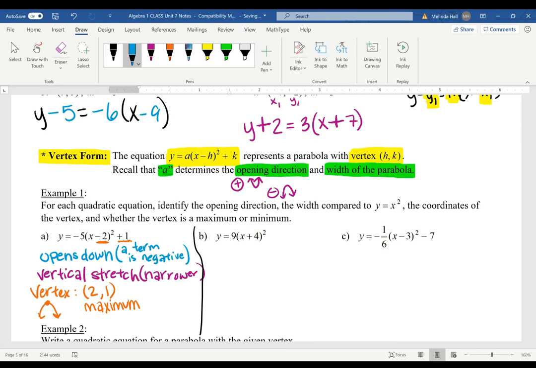With this one, we first want to decide, does it open up or down? Looking at this first number, that tells me that it opens up because it's positive.